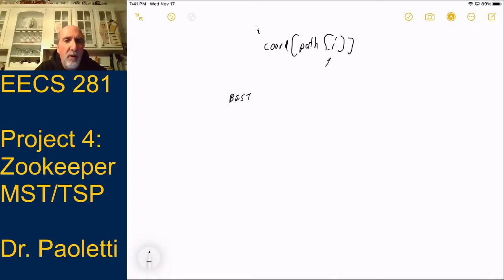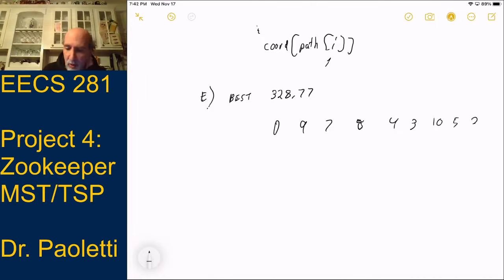Okay, so in the samples folder, I'm going to look at sample-e. For sample E, we know the best cost is 328.77, and the path is 0, 9, 7, 8, 4, 3, 10, 5, 2, 1, 6. Let's say you get an answer that's different from that. You don't get that one. Maybe you get part of it. You get 0, 9, 7, and then it goes off.